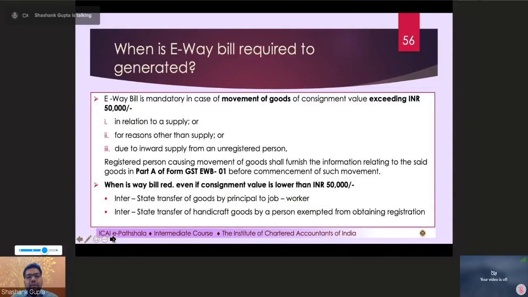E-way bill is mandatory where the consignment value is more than INR 50,000. And if interstate transfer of goods is being done by a principal to a job worker, or interstate transfer of handicraft goods by a person exempted from obtaining registration, in these two cases, e-way bill has to be generated even if the consignment value is lower than INR 50,000.